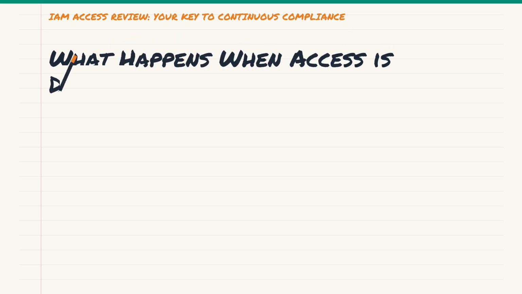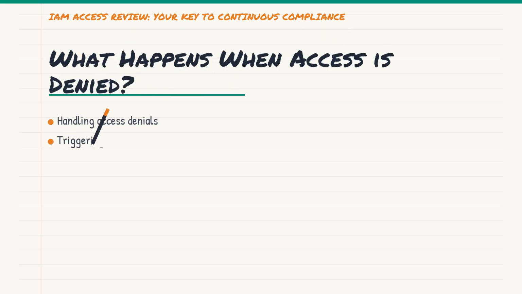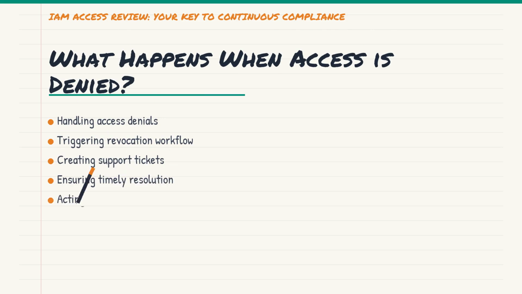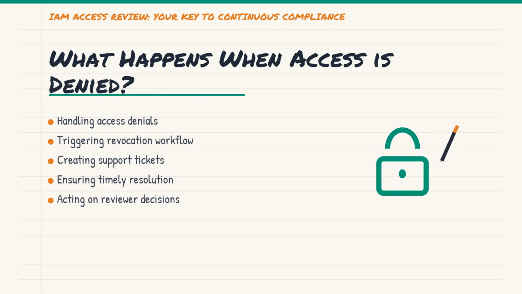Okay, so a reviewer says nope, this access is not okay. What happens next? This is where remediation strategies are crucial. Ideally, this denial should immediately trigger a workflow to revoke that specific entitlement. It could also create a support ticket for the IT team to investigate further or make the change. The key is that a denial shouldn't just sit there. It needs to be acted upon.